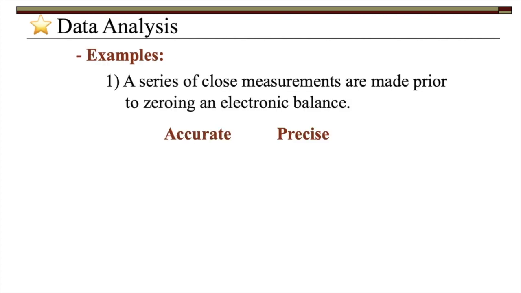First off, you have a series of close measurements made prior to zeroing an electronic balance. Well, if they didn't zero the balance, you can't count on those being accurate. However, if the measurements were made really close together, they are precise.